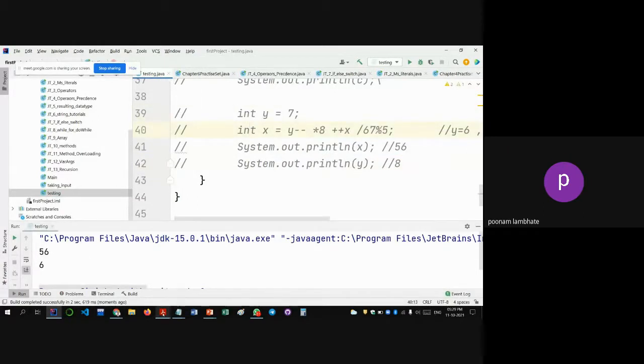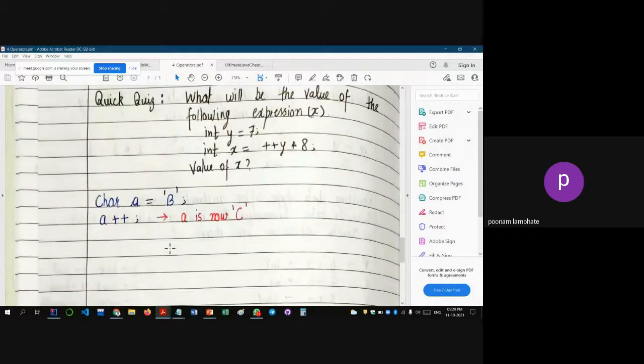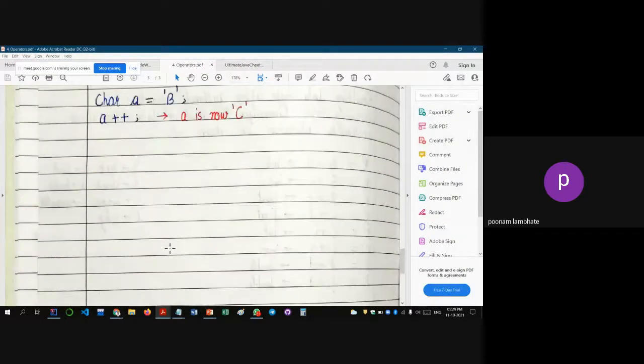So this was about plus plus and minus minus. If you still have any doubt, you can ask me in the doubt session that we have at the end.